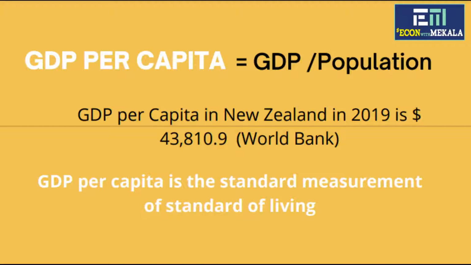GDP per capita. What is the meaning of GDP per capita? GDP per capita means GDP per head. How do we calculate GDP per capita? GDP divided by population. So we have found here GDP per capita in New Zealand in 2019. How did we calculate this figure? By taking GDP of New Zealand and dividing it by the total population of New Zealand.